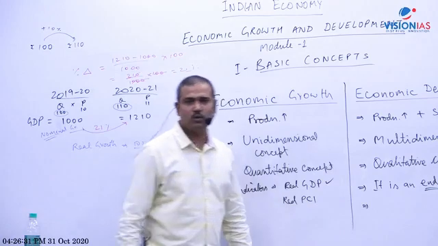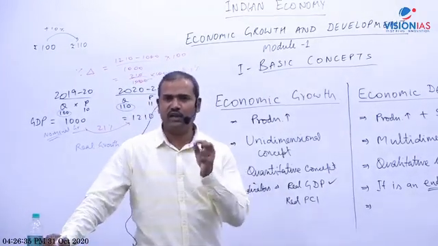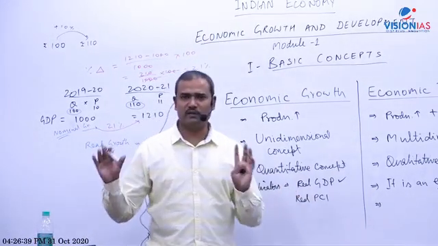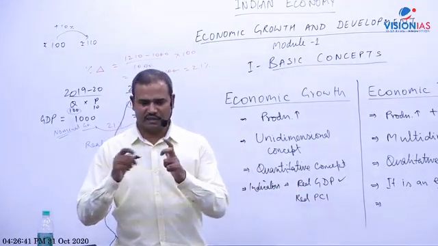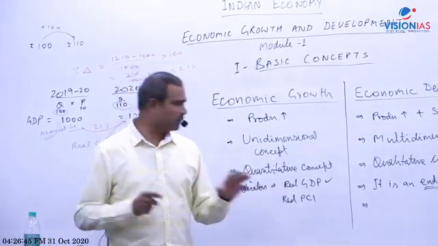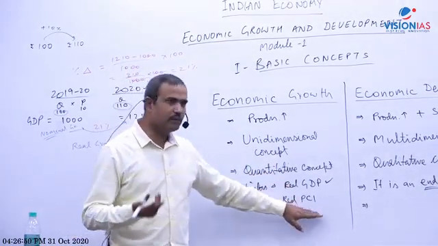For example, the world economy in 2019 grew by 2.9%. So the GDP growth of the world economy was 2.9% only, less than 3%. We show growth with the help of GDP in general, practically. But per capita income may be used.